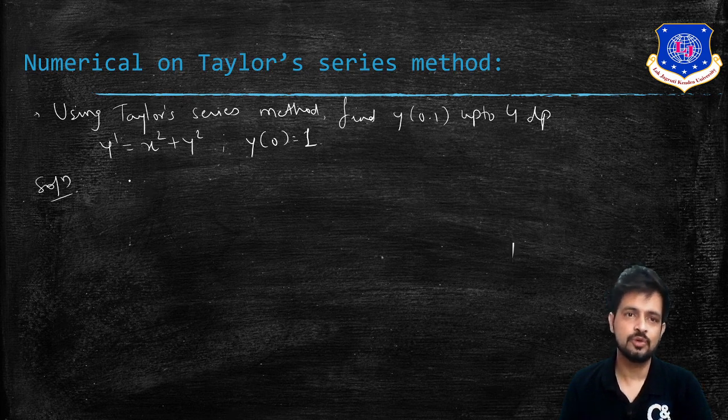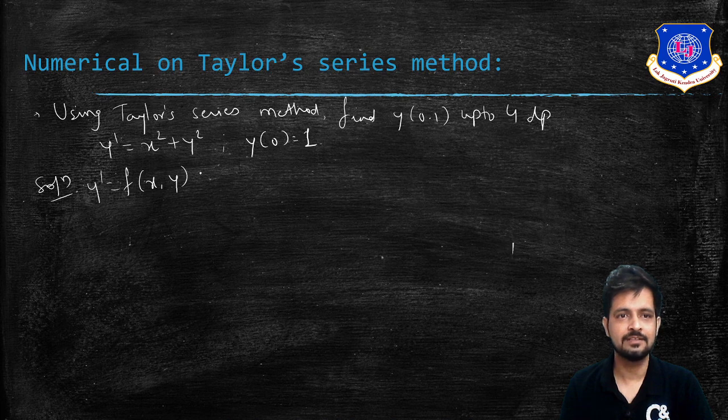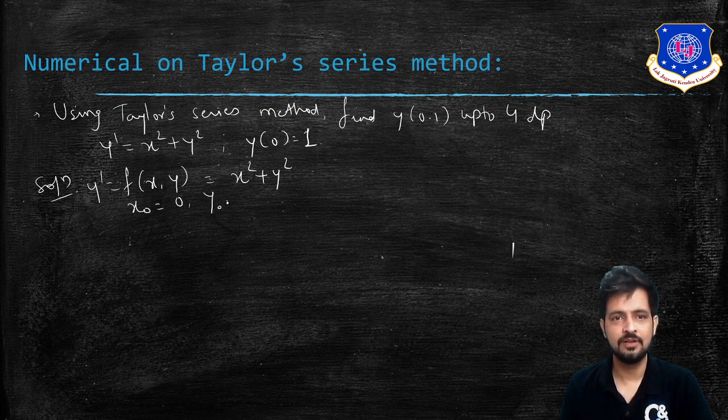First of all, you have to write what is given. Here, f of x comma y, or we can say y dash, is x square plus y square. The value of x0 is given as 0 and the value of y0 is 1. And we have to find the value of y of 0.1.